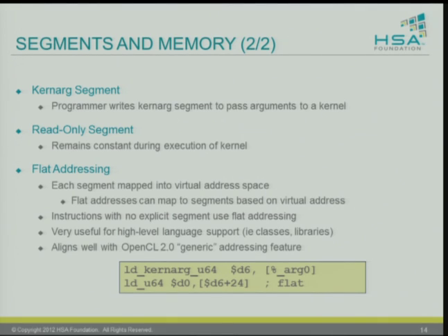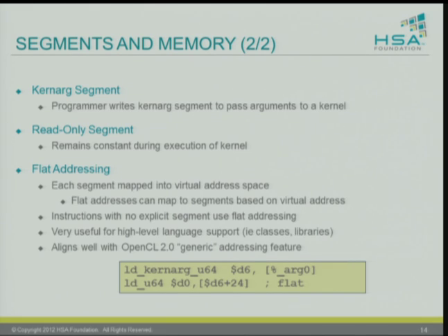So again, going back to the dog example, some of the arguments that the kernel is going to need, it's going to need a pointer to the data that contains the input image. It might need a pointer to the output image. Those coefficients that were hard-coded there, you could imagine those being extra parameters. All of that information would be passed through this kernarg segment.